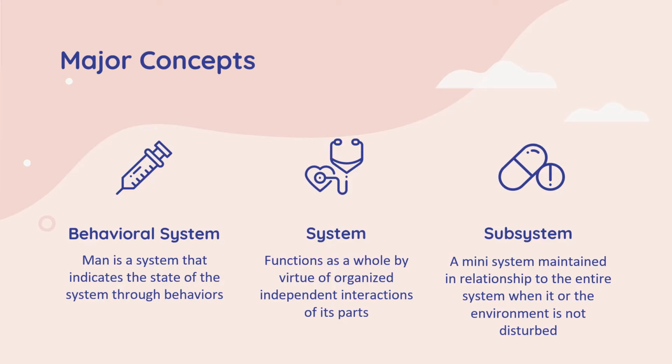The following are the major concepts and definitions of the Johnson's nursing model. In behavioral system, man is a system that indicates the state of the system through behaviors. System functions as a whole by virtue of organized, interdependent interaction of its parts. Subsystem is a mini-system maintained in relationship to the entire system when it or the environment is not disturbed.